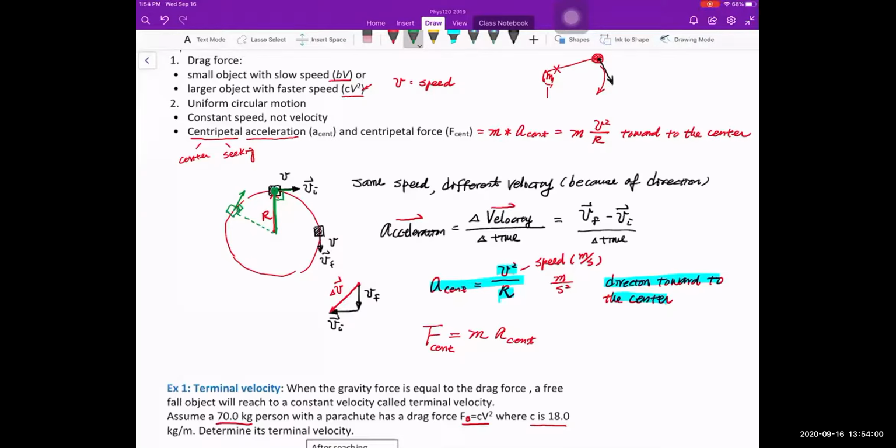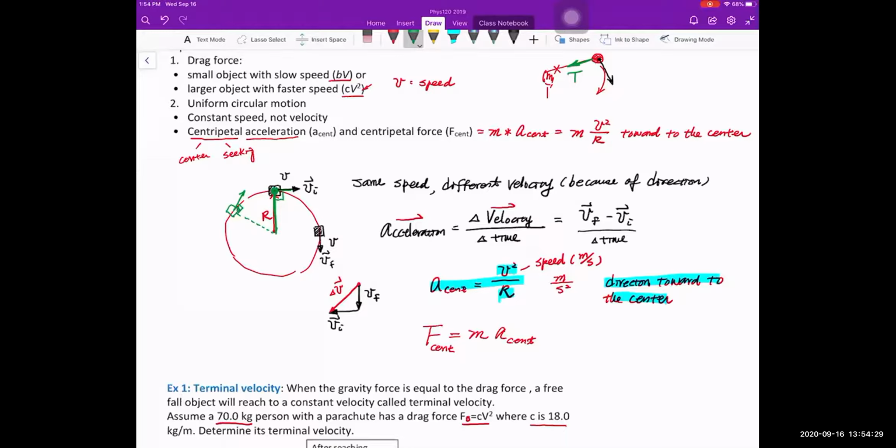Can you tell me what direction the tension force is? Anyone? The direction of the pull, right? Direction of the pull, meaning it's going toward the hand, right? This is your tension force. Without this tension force, the bow is not going to go circular. It's going to fly away.